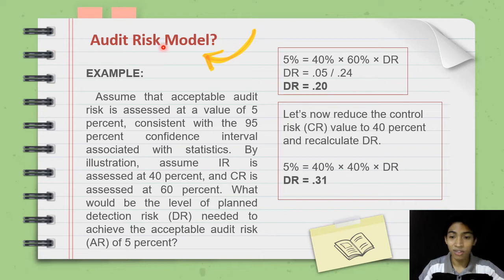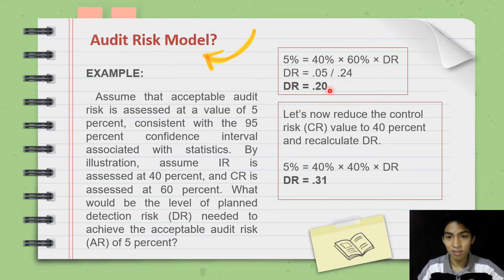Now, to make things crystal clear, let's have an example in connection with the audit risk model. Assume that the acceptable audit risk is assessed at a value of 5%, consistent with the 95% confidence interval associated with statistics. By illustration, assume that the IR is assessed at 40% and the CR is assessed at 60%. What would be the level of planned detection risk, or DR, needed to achieve the acceptable audit risk, or AR, of 5%? Now let's try to solve this using the audit risk model.